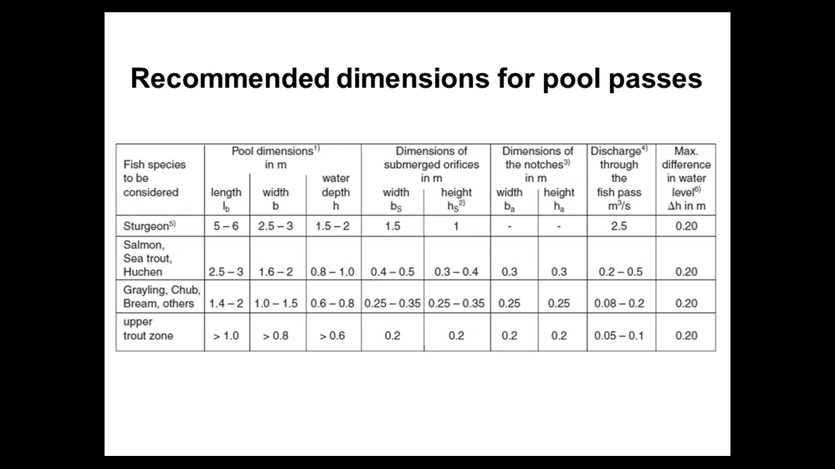Here we go. About the dimensions for pool passes, we can use many tables, using species and the type of the pool passes we will get. In the first column, we have the pool dimensions in case of a pool and weir. The second one is about submerged orifice. The third column is pool and weir with notches, and we can select our length in the range the table provides us.